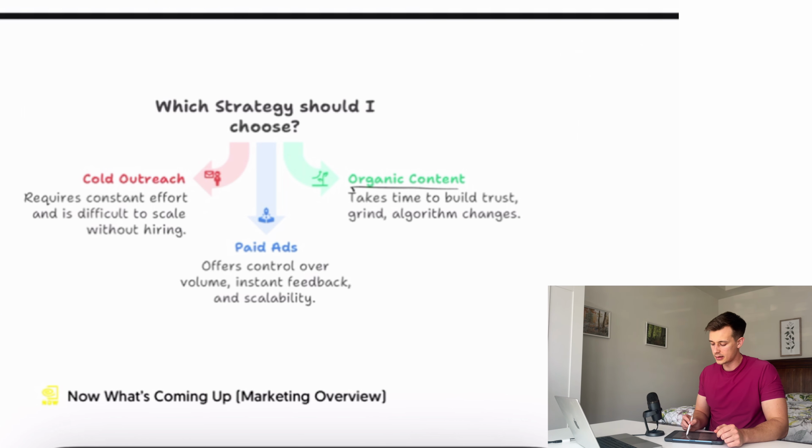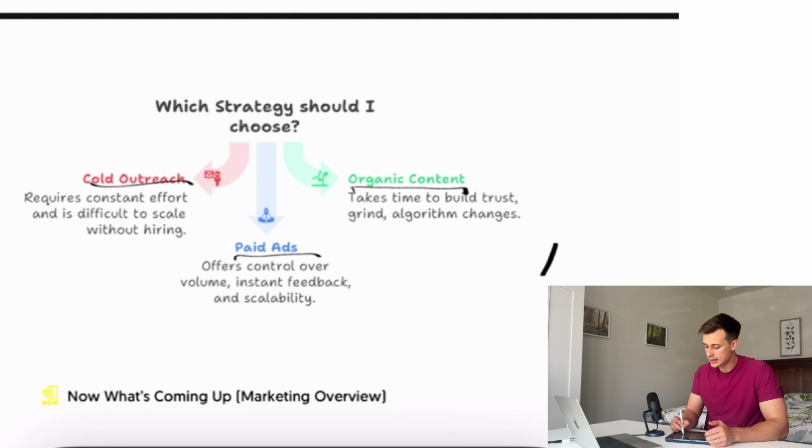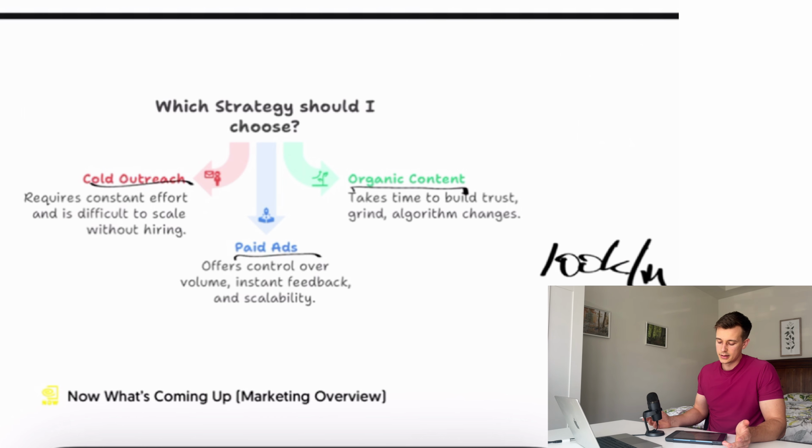Now, we do have lots of options when it comes to scaling our businesses. We can do organic content, cold outreach, paid ads, and many other options as well. These are some of the main ones. Organic content, I do not like this because you can't scale a business with organic content. You don't know how many views you're going to get. You don't know how many leads you're going to get continuously from organic. So if you're looking to hit 100K per month, which is what I want individuals to be making here, then organic content is not the way to go.